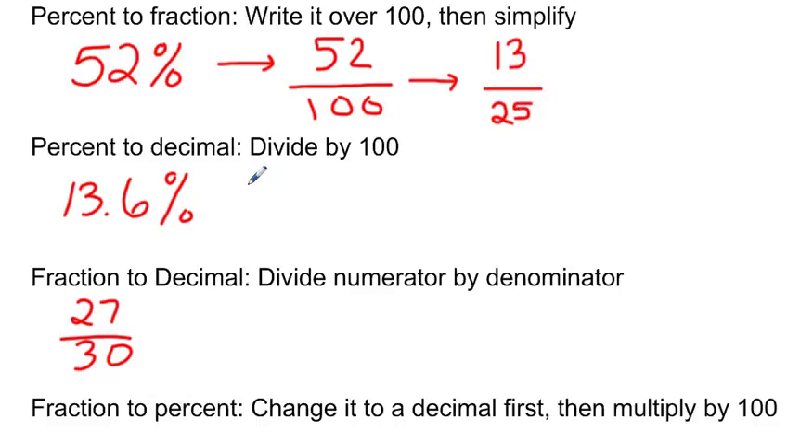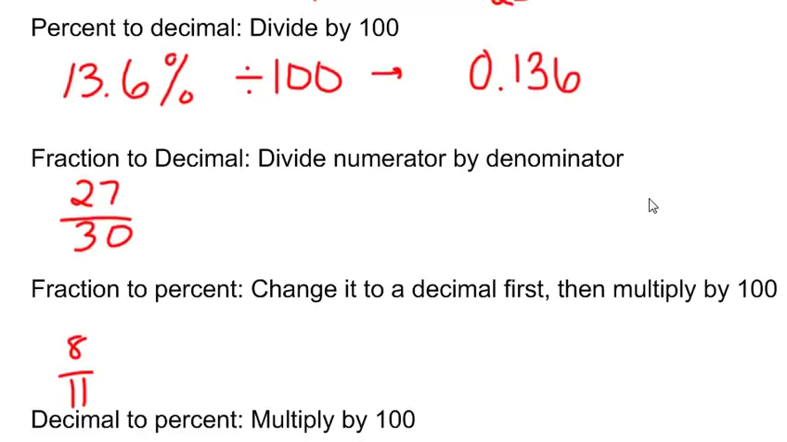If you want to write a percent as a decimal, you simply divide your percent by 100. So 13.6%, we would divide 13.6 by 100, and we would get 0 and 136 thousandths.